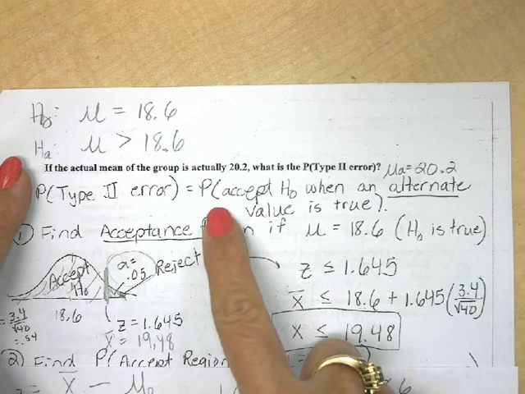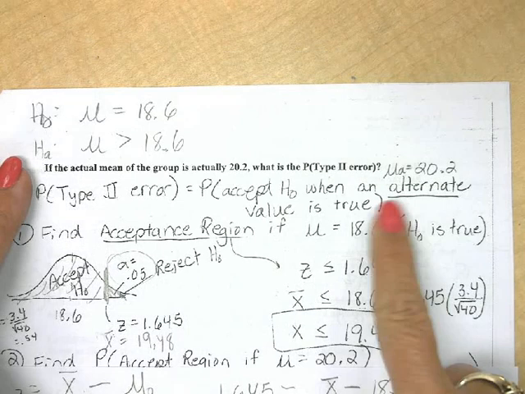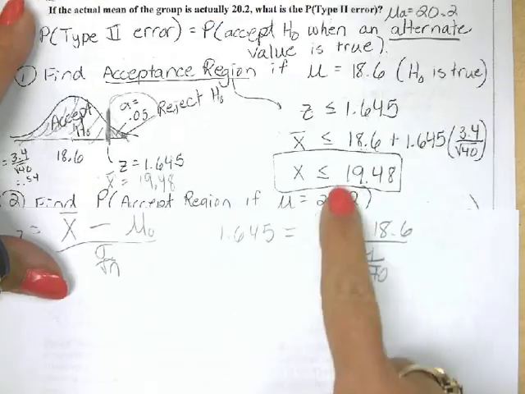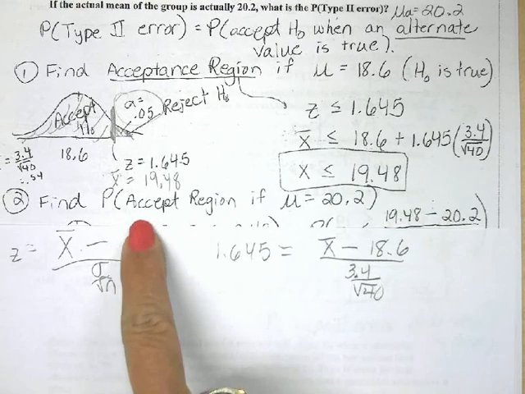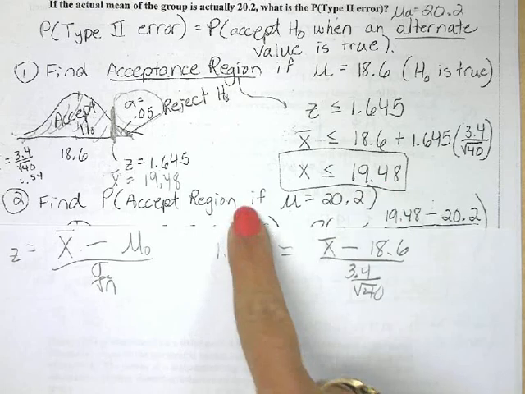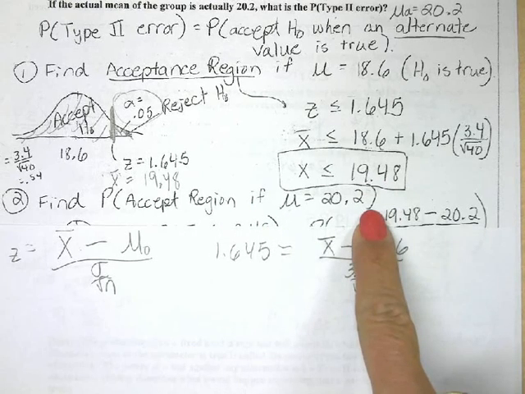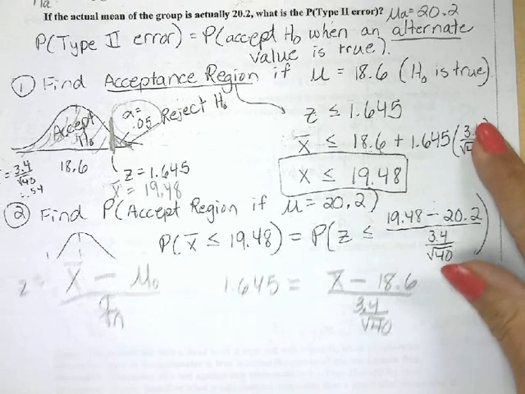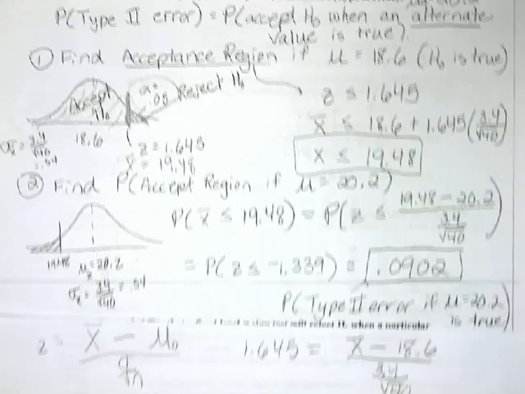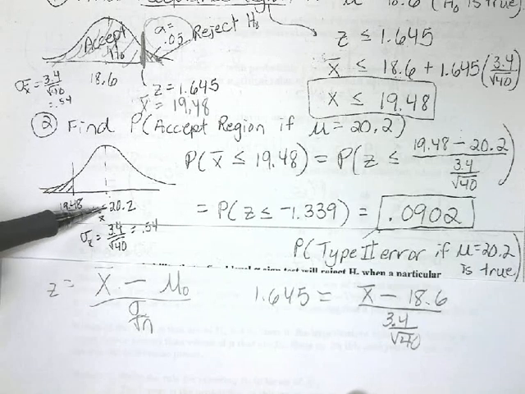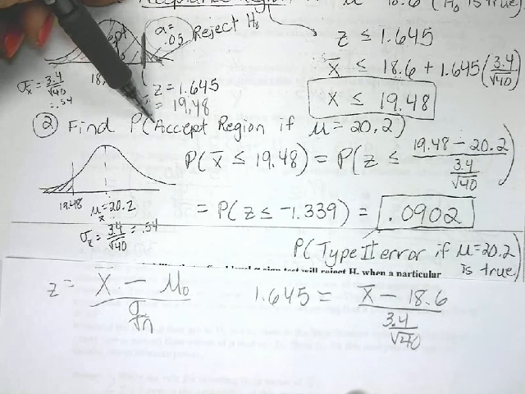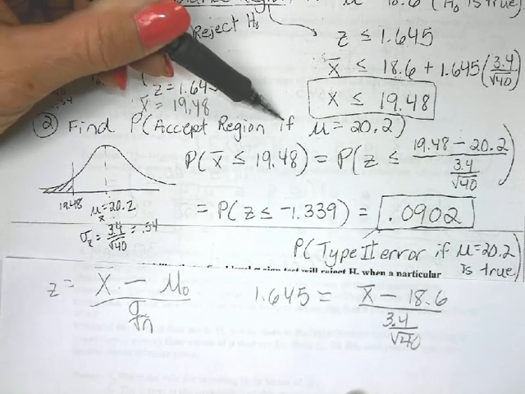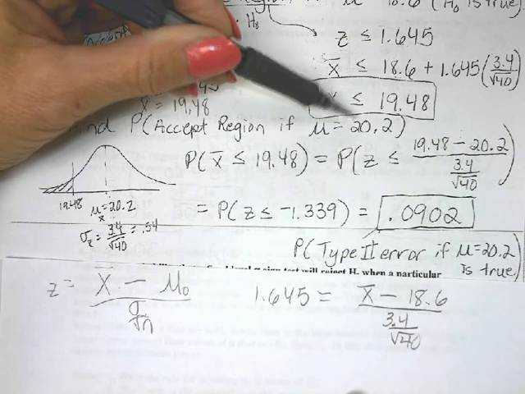Okay, so again, we want to think, what are we finding? We're finding the probability that she accepts the null when an alternative value is true. This is when she'll accept the null. So our second thing is to find the likelihood of accepting the null, this region, if some alternative mean is true. So now we have to use that alternative mean. So I'm going to draw my picture. So this is what we're saying, assuming that Wannabe High School is actually this. So the likelihood of a type 2 error is what's the probability that we accept the null when a particular alternative hypothesis is actually true.